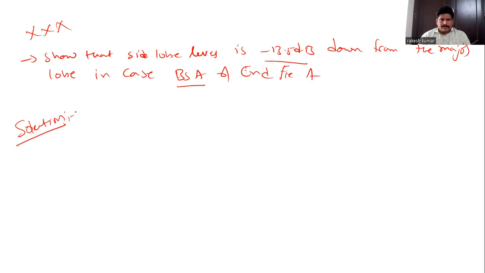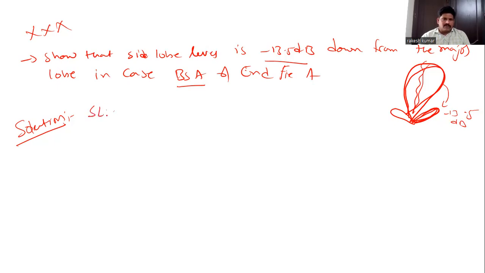Solution. The side lobe level is minus 13.5 dB for the broadside array and end-fire array. What does the diagram say? For example, this is the major lobe direction and these are side lobes. The side lobe levels are always less when compared to the major lobe. How much is it less? It is minus 13.5 dB down when compared to the major lobe.